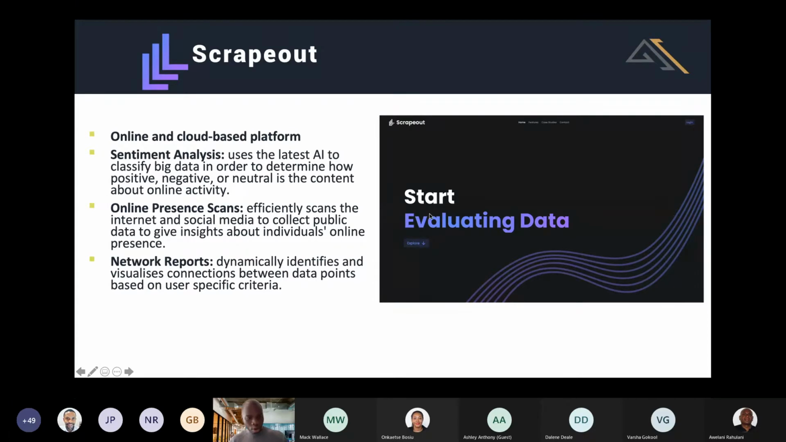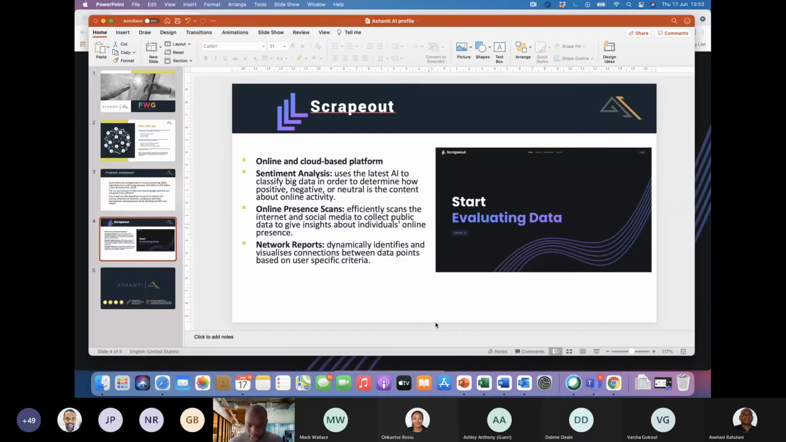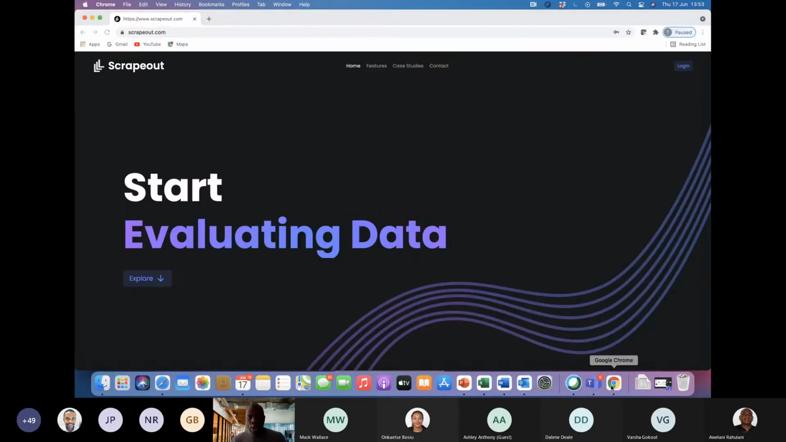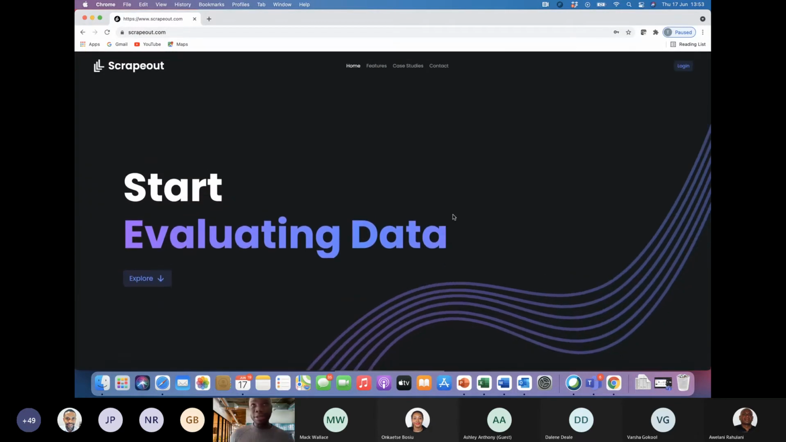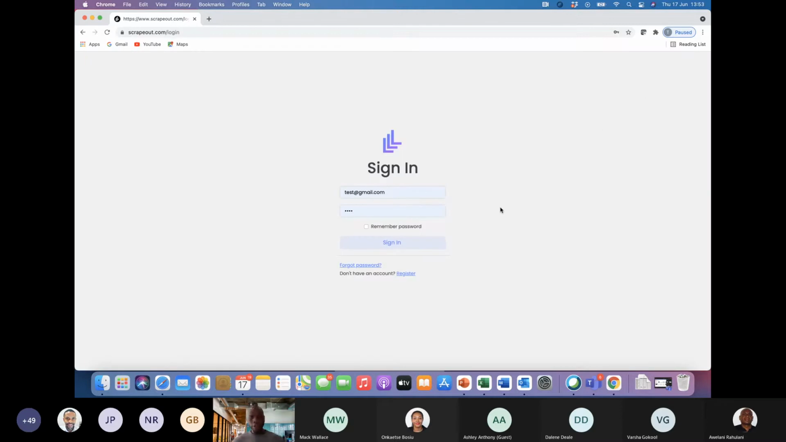I'm going to show you a demo of the actual system. This is Scrapeout. This is still our beta version, so it's going to go live very soon. You'd log in as an individual. What's quite important, especially when it comes to POPIA, is that not everybody will have access to this, and you'll need to have a particular mandate to be able to use this platform. But as a regulator, I would assume that there's a blanket mandate that would enable the regulator to do such investigations.